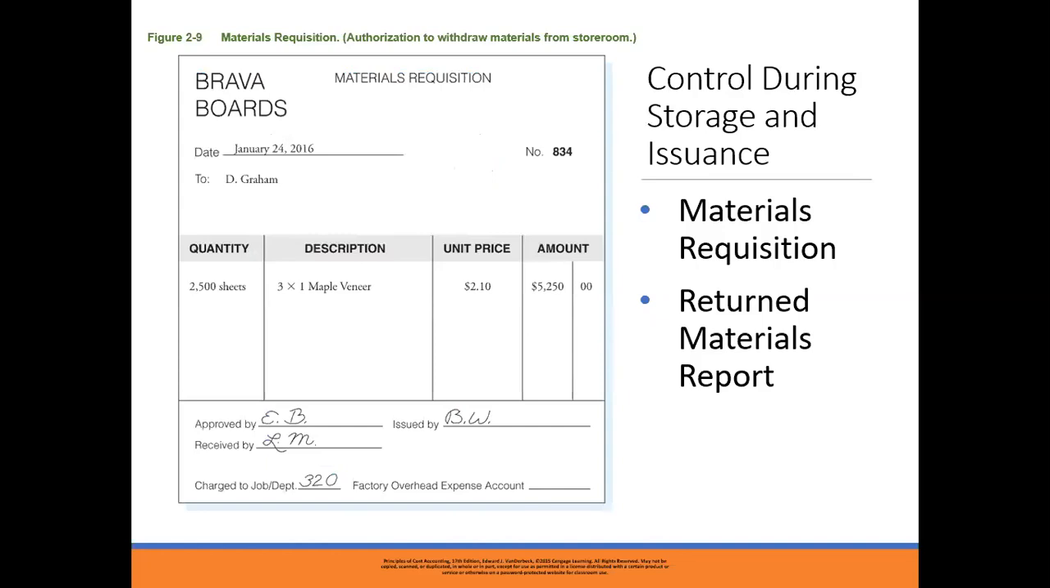So here's an example of a materials requisition slip. Again, this materials requisition slip would probably have been filled out by the production facility manager, requesting these materials to be used in production, and that slip would go to the stock room or to the storage room. We can see down here that we have approval by a couple different people, issued by, received by, so that there is that separation of duties and several eyes on it, right?